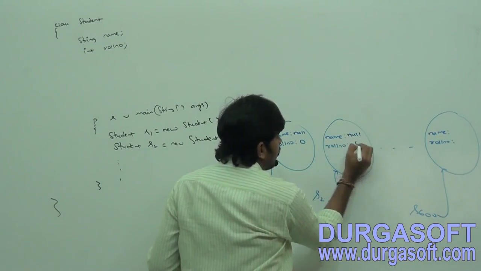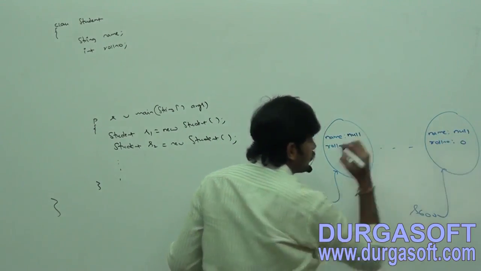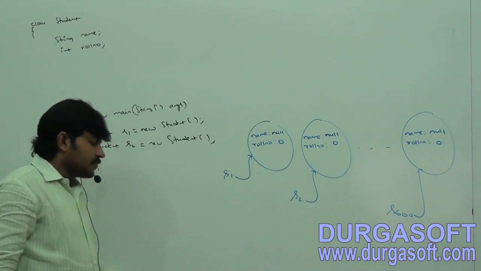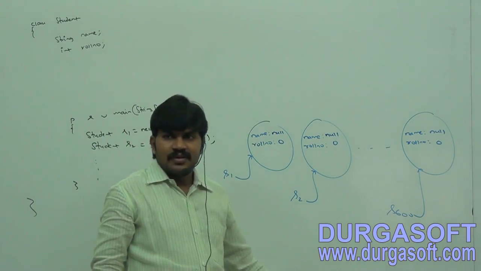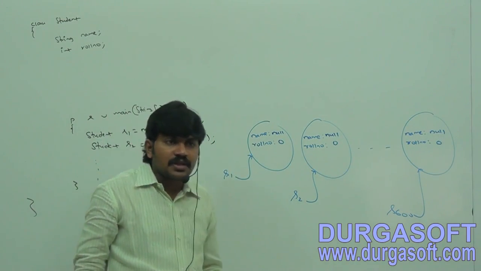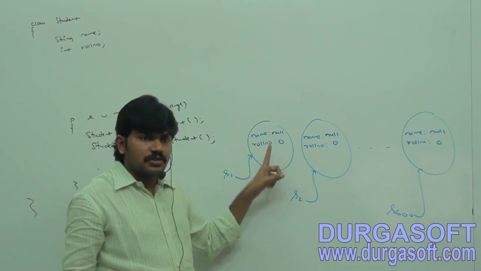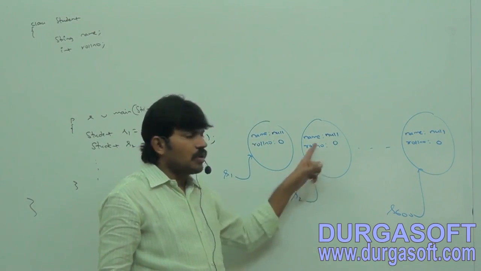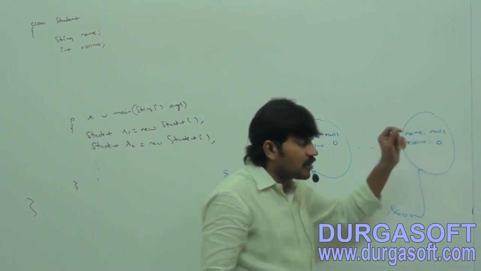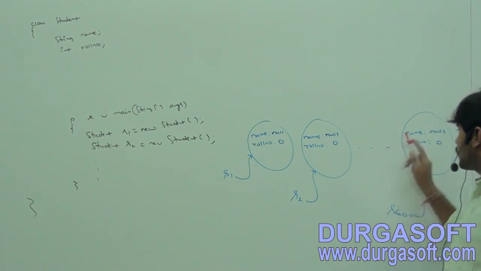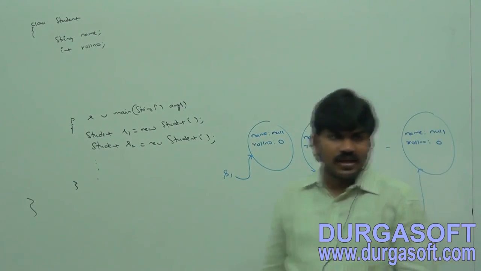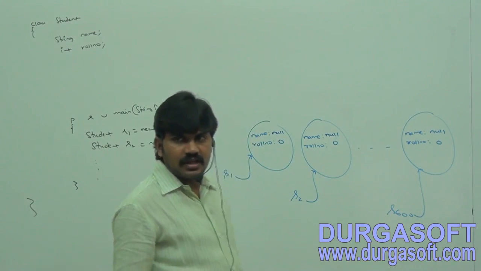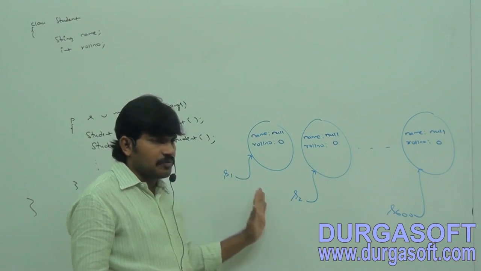So here also name is null, roll number 0. Now I approach the first student: what is your name? Immediately this student will tell, my name is null, my roll number is 0. I ask the second student, my name is null, roll number is 0. I ask the last student, what is your name? Null. Roll number? 0.